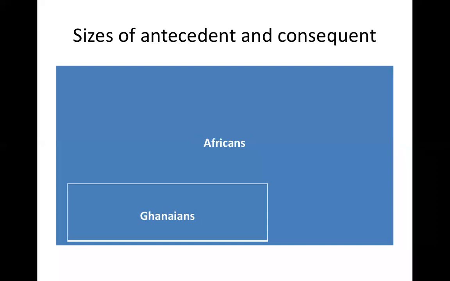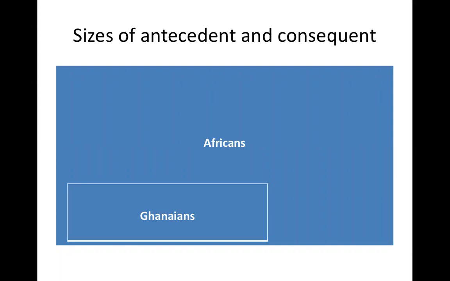So let's look at the two boxes. We said all Ghanaians are Africans. So Africans should be a larger class compared to Ghanaians. Because of that, if you identify someone as a Ghanaian, and on the basis of that conclude that the person is an African, you are correct, and it is a valid argument. After all, anyone who is a Ghanaian is an African.